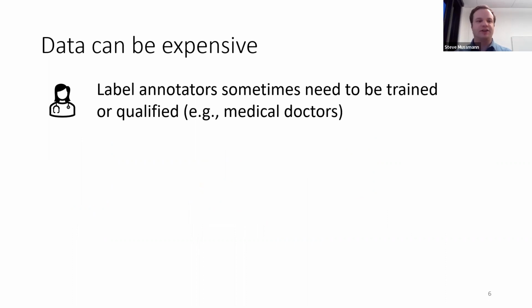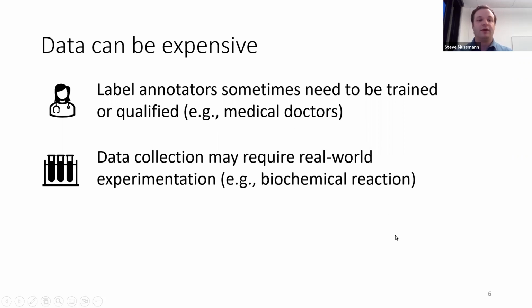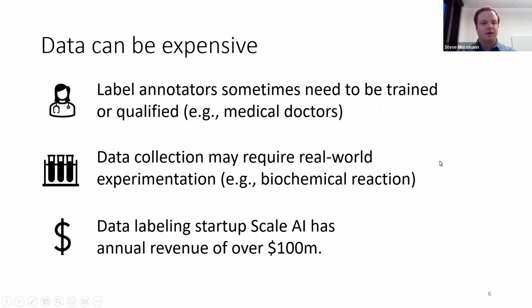medical image classification, for instance, classifying X-rays with a diagnosis requires medical doctors as the label annotators. Data collection can also sometimes require real-world experimentation, such as running biochemical reactions, which can be expensive as well. To give you a sense of the scope, one particular startup that labels text and images and videos called Scale AI has an annual revenue of over $100 million. So this is relatively big business in terms of the cost of data.